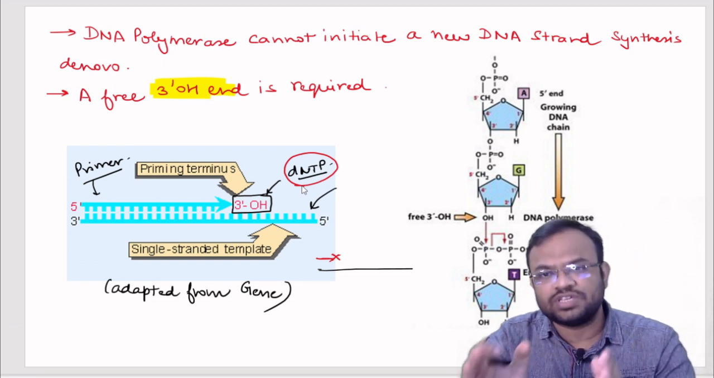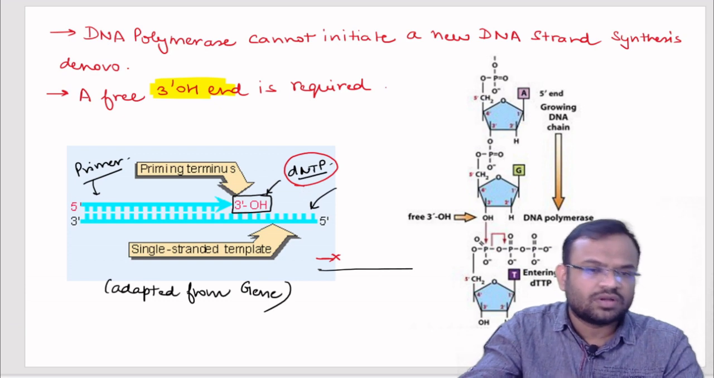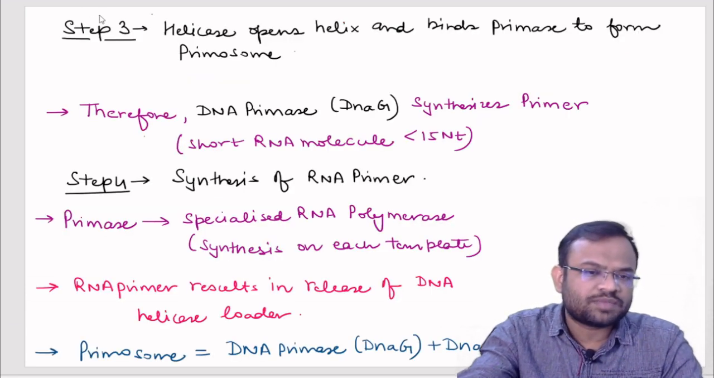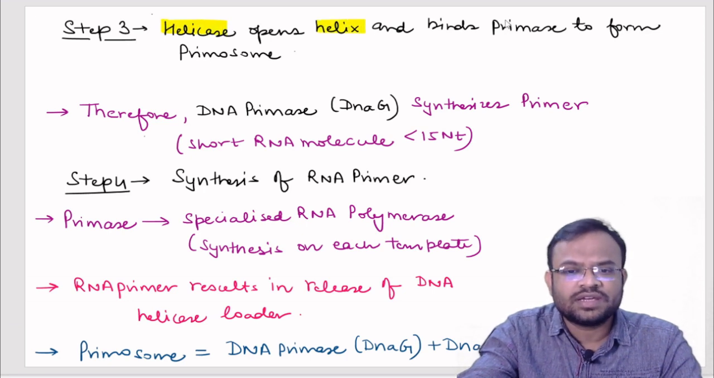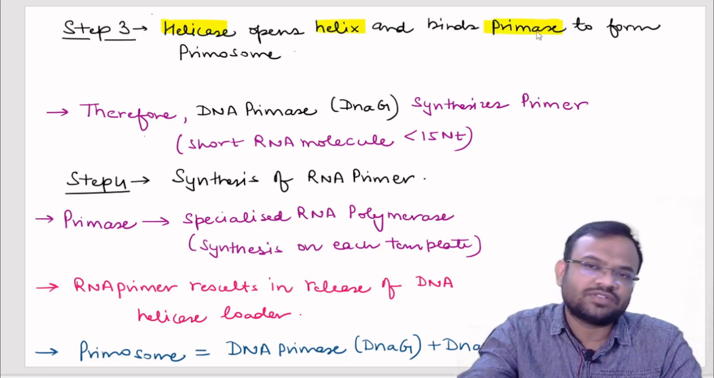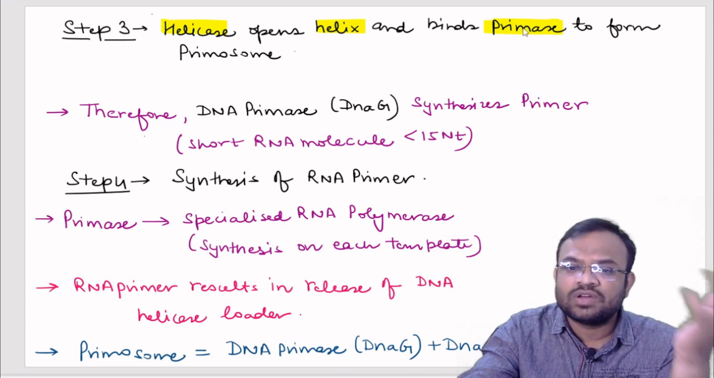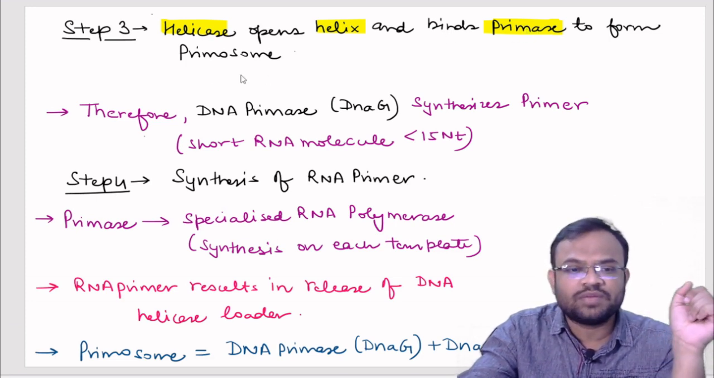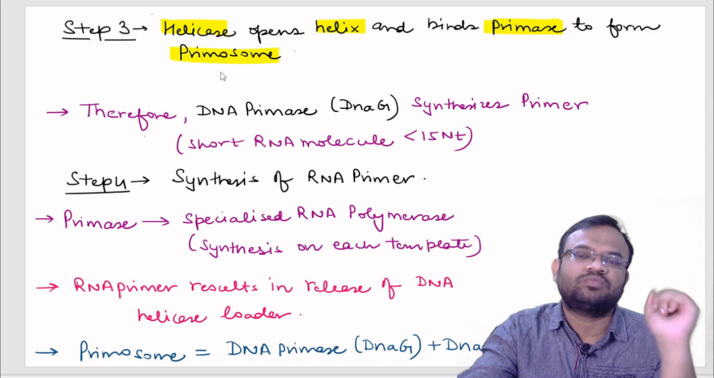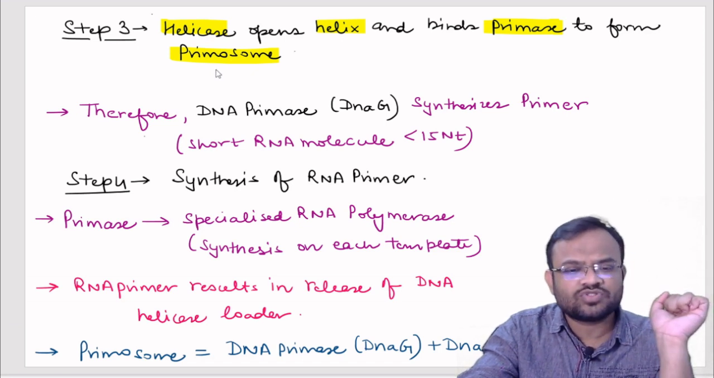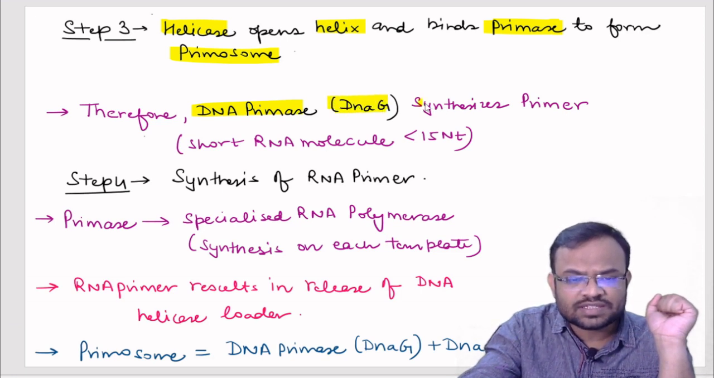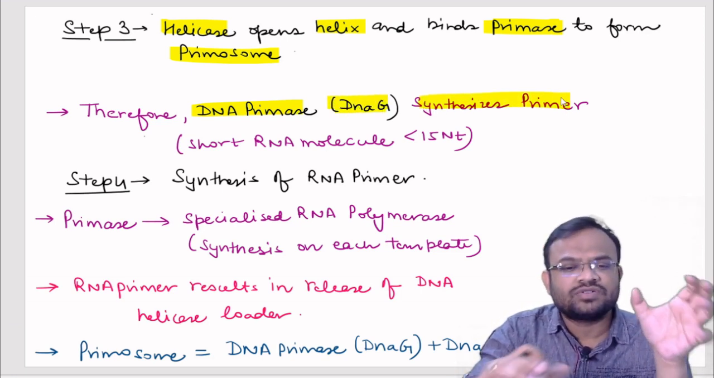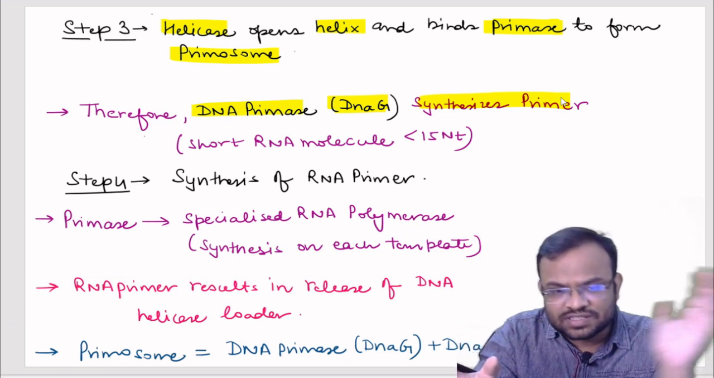help of DnaG. Okay, now continuing, this is step number 3. In step number 3, helicase will open the helix, and it will bind to the primase. Remember, what did the primase do? It was making the primer. It binds to the primase to form the primosome. Okay, so the primosome is formed. Next, therefore, DNA primase, or this DnaG, synthesizes the primer. Okay, so this DNA primase starts synthesizing the primer.